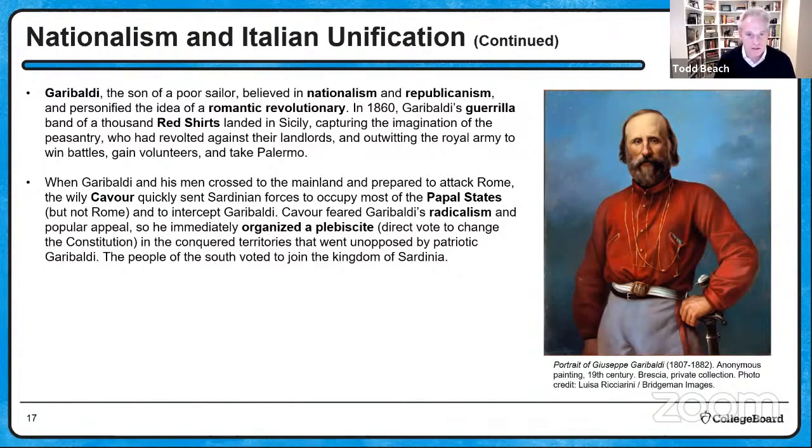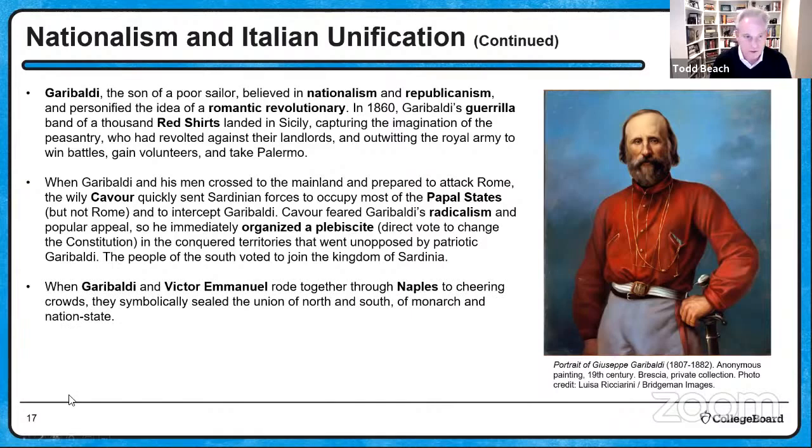When Garibaldi and his men cross to the mainland, they prepare to attack Rome. But this is where Cavour is like, whoa, you don't want to do that, because it's not just Rome. It's Catholicism. It's the Holy Roman Empire. It's global. And so he sends forces to occupy most of the papal states, but not Rome, and to intercept Garibaldi, where they have a discussion, and they are going to organize a plebiscite, which is a vote to say, okay, the territories we've conquered, will you just join us as you are into the kingdom of Sardinia? The vote is thumbs up, yes, and they go forward. And so they've kind of realized this goal of uniting Italy.